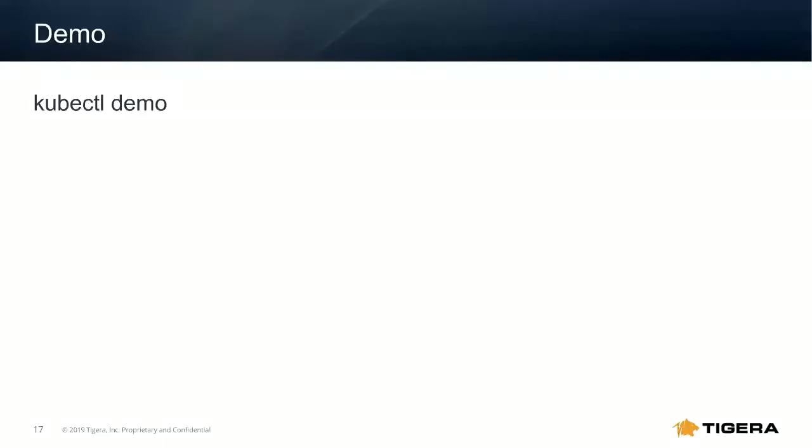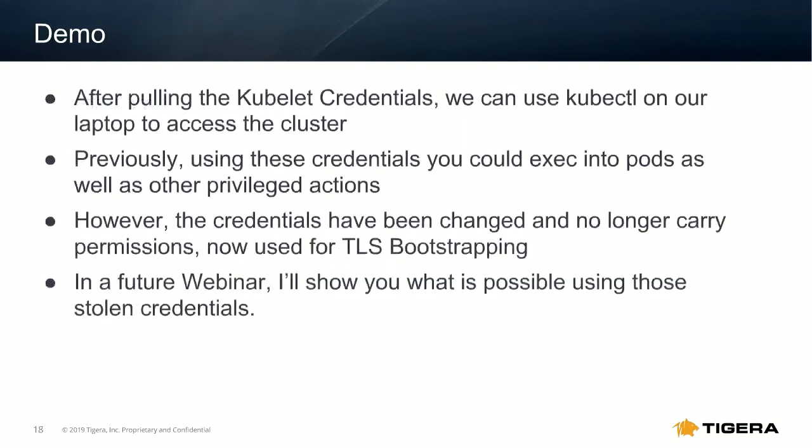Heading back to the slides, we can do a quick review of what just happened. We parsed out the four different parameters we need: the master node IP address, the kubelet key, the kubelet certificate, and the certificate authority certificate. This then allows us to talk to the Kubernetes API server remotely. Previously, these credentials let us exec into the pods and do more, but Google has since reduced the permissions. The credentials that we now have are used for something called TLS bootstrapping. In a future webinar, I can show you what we can do with these credentials.